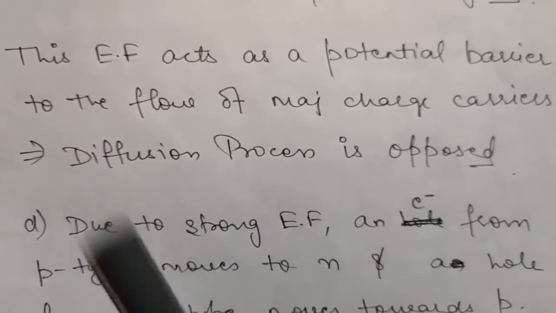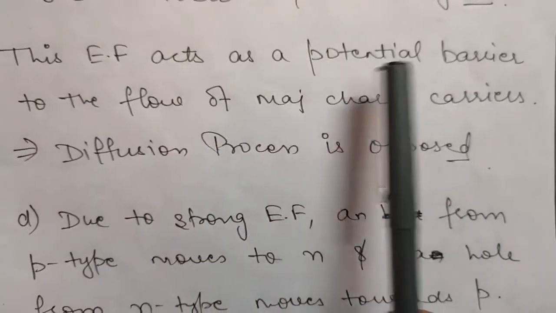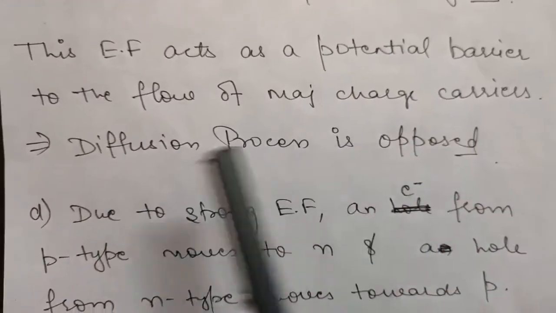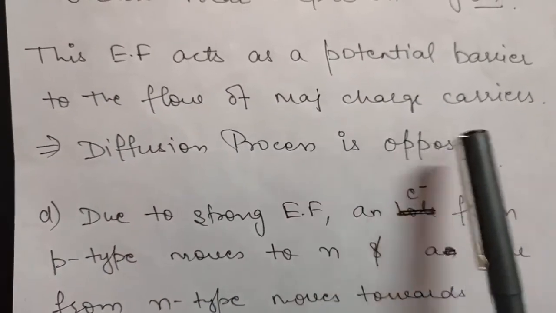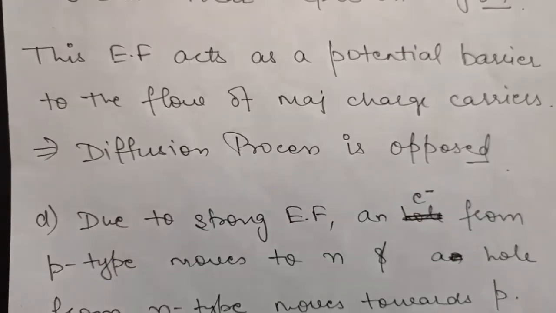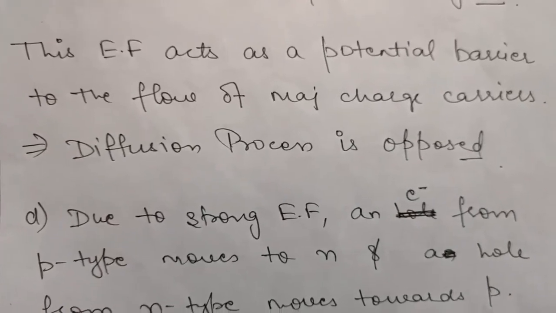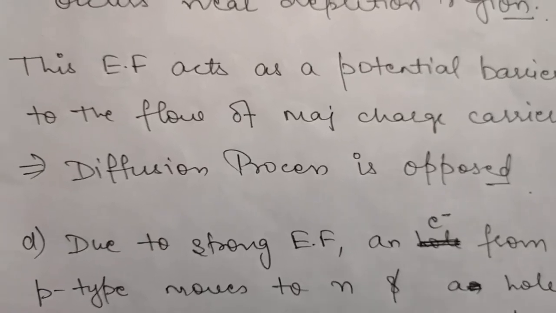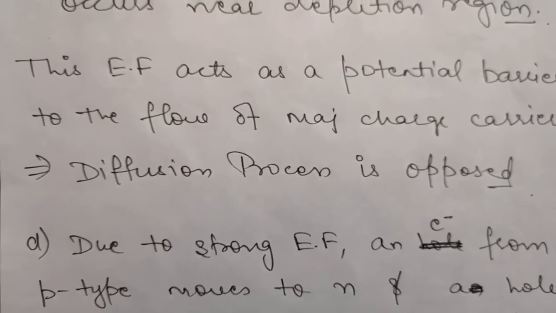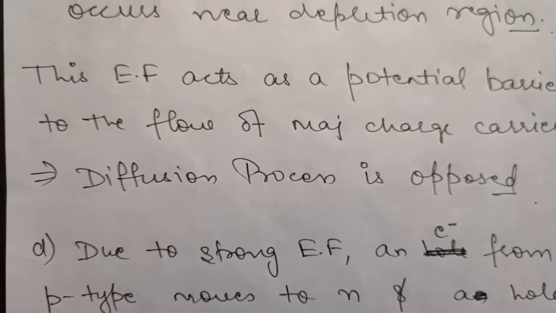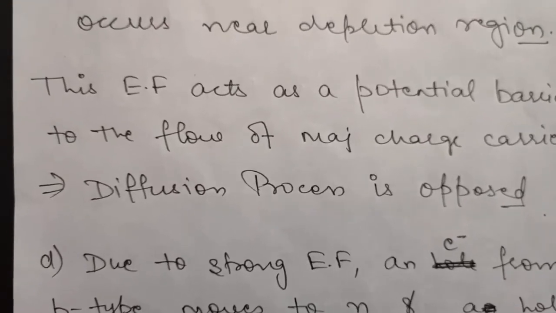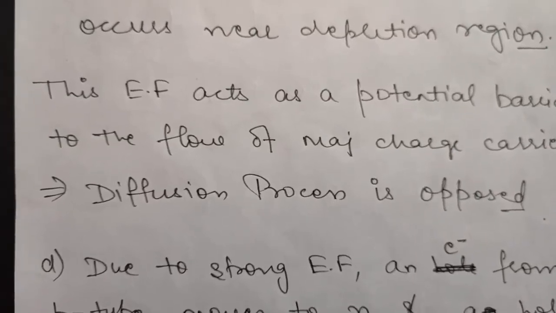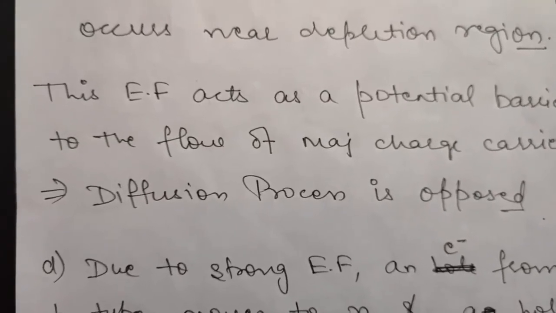So you can say that this electric field acts as a potential barrier to the flow of majority charge carriers, or you can say the diffusion process is opposed by this strong electric field. So see what is happening. First of all, diffusion was taking place. Due to this diffusion, an electric field started to begin, and as soon as this electric field becomes strong, it will start opposing that diffusion process only.